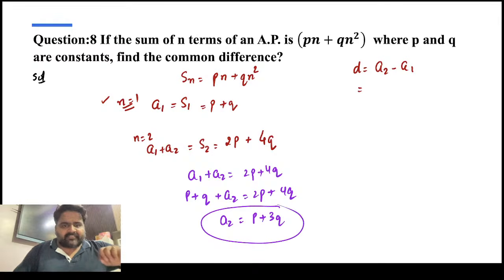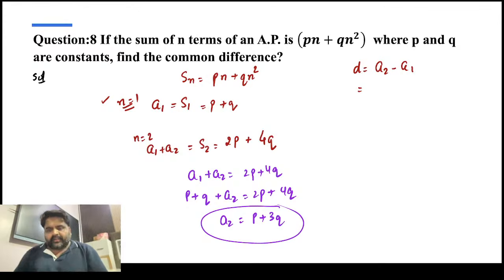Rudra, we have placed the value of n equal to 1. So 1 into p is p, and 1 square is 1. That's why it is p plus q. Right?